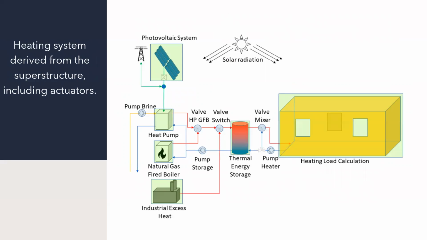The target temperature of the underfloor heating is determined, and the heating system derived from the superstructure, including actuators. In this picture, as you can see on the PowerPoint, the test case is shown. The pump drain and the pump storage are used for controlling the mass flows of the source and the sink side of the heat pump. On both sides, PI controls are used. The pump drain changes the mass flow for reaching a specific temperature difference between supply and return.